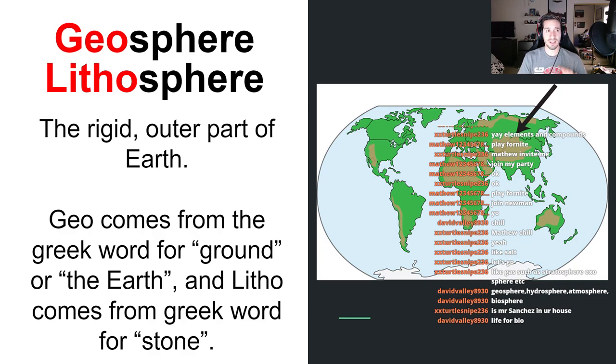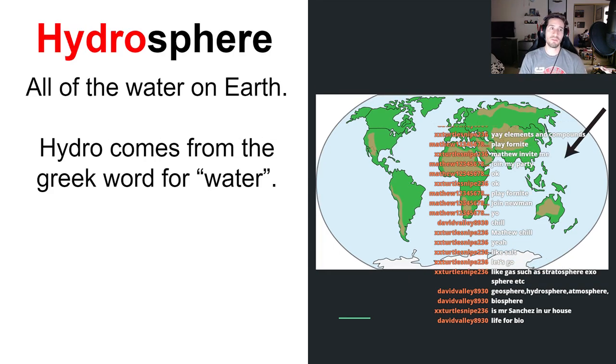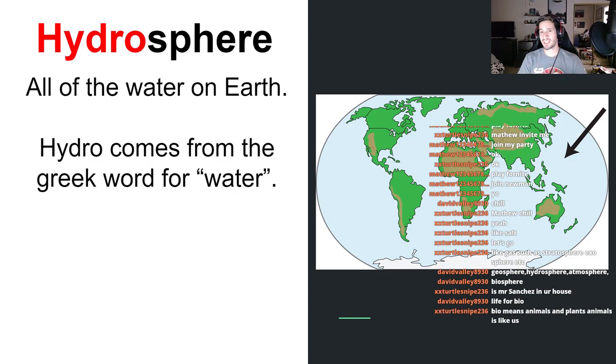Nice, nice, yes. So geosphere again, it's just the rocky part of the earth, the rigid outer part of the earth where we are just standing on. Moving on to the hydrosphere, guys, all of the water on the earth. It's covering 70, if not 68%, if not more, I think.